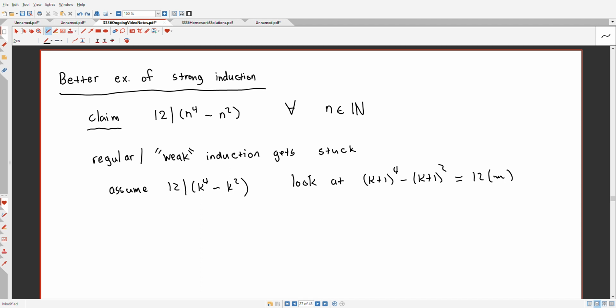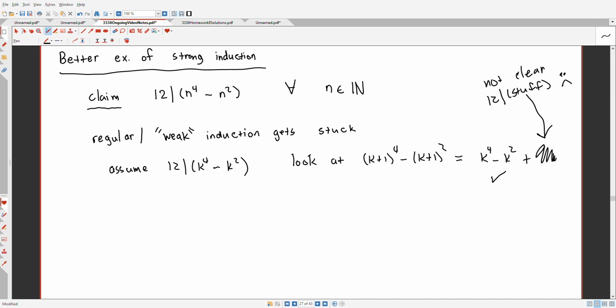But in fact, you do end up getting one of the terms, k to the fourth minus k squared, and that's great, right? Because that's your previous step. You know 12 divides that. But then you get some other stuff, and it's not clear that 12 divides this stuff when you write it all out. So you can create another proof that 12 always divides that stuff that I'm hiding from you, but it's another proof built inside of your already proof by induction. So what you can actually do is handle this by strong induction.